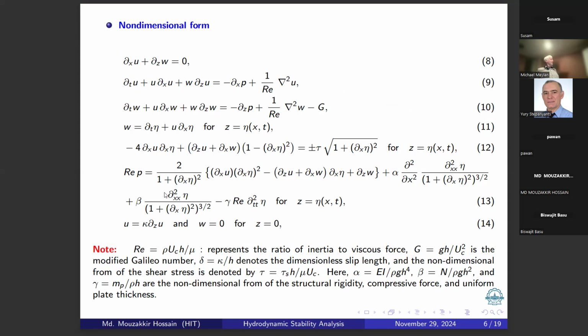And capital R is the Reynolds number, and tau is the non-dimensional form of the external shear, and alpha, beta, and gamma are the non-dimensional form of the structural rigidity, compressive force, and the uniform thickness respectively.